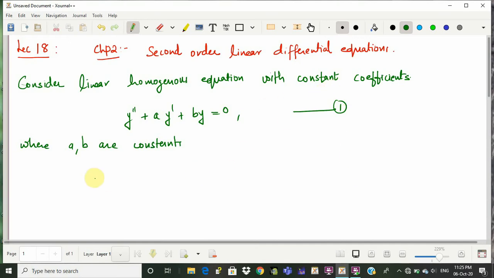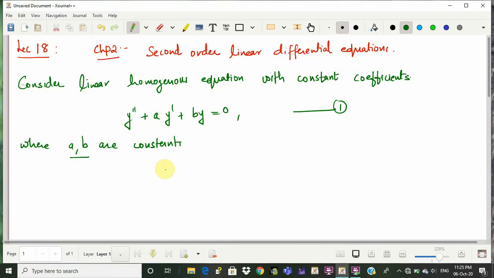Now what does this mean? We have a linear equation, that is y double prime plus a y prime plus b y is equal to 0. Now constant coefficient is the term we use because of these constants that are appearing. Here we restrict ourselves, for that p and q, which were functions of x, to simply a constant which is independent of x.